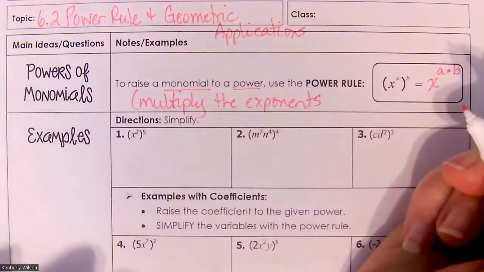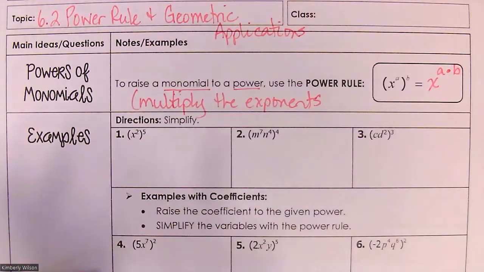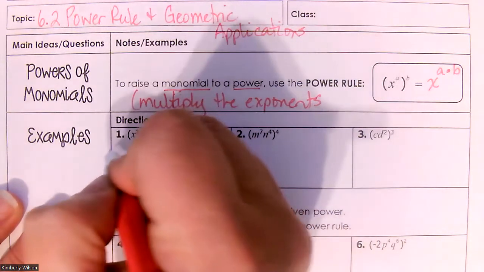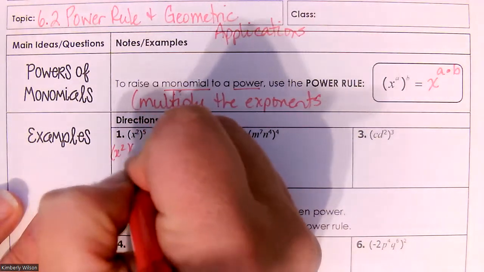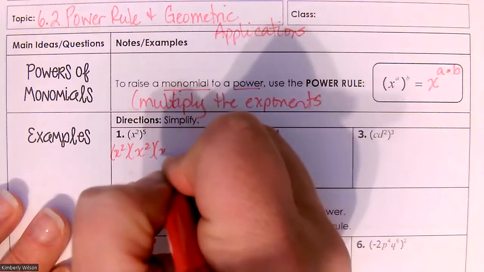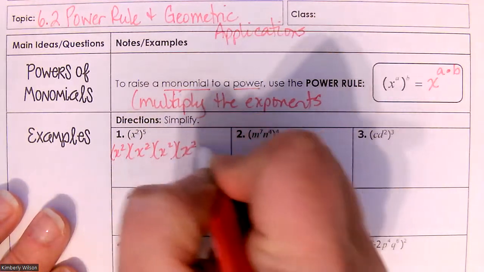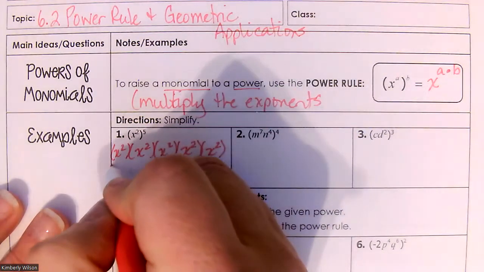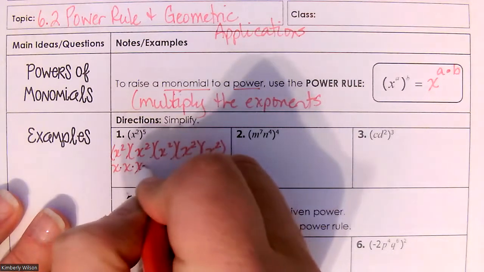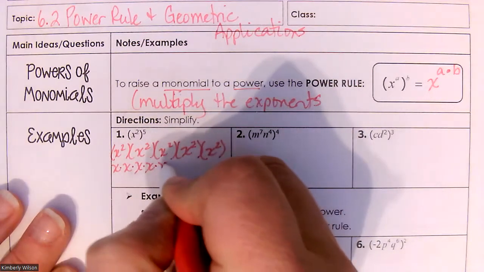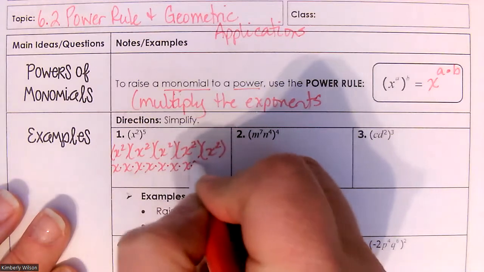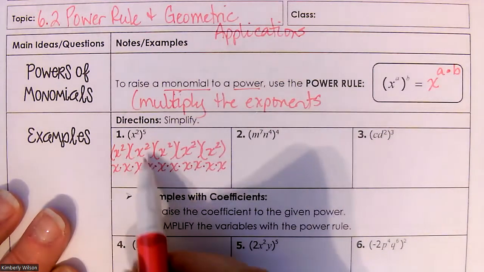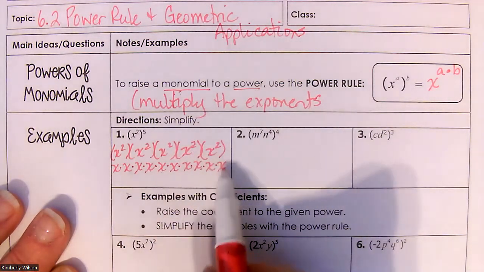Okay, so let's see why that works and examples of using it. So I have x squared to the fifth. That means I've got x squared times x squared times x squared times x squared times x squared. That's 5 of them, correct. So that means I've got x times x times x times x times x times x times x times x times x times x. 1, 2, there's that one, 1, 2, that one, 1, 2, that one, 1, 2, that one, 1, 2, that one.